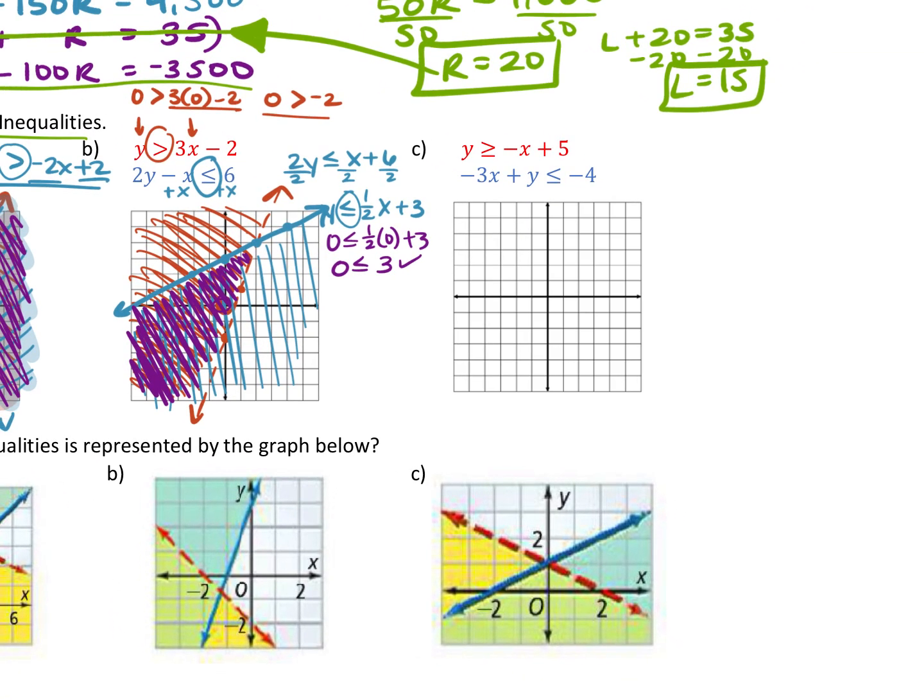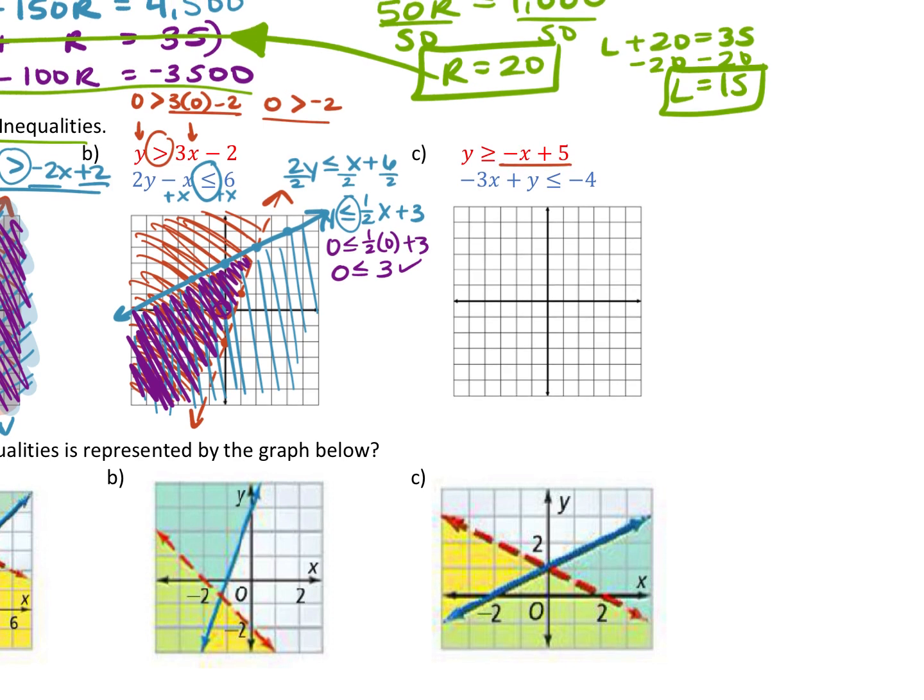All right, letter C. This one, you have y is greater than or equal to negative x plus 5. So graph it like a line, right? A y-intercept of 5: 1, 2, 3, 4, 5. And then a slope of negative 1. So down 1 to the right 1, down 1 to the right 1. You can do that as many times as you want. This is going to be a solid line because it has the equal to bar.